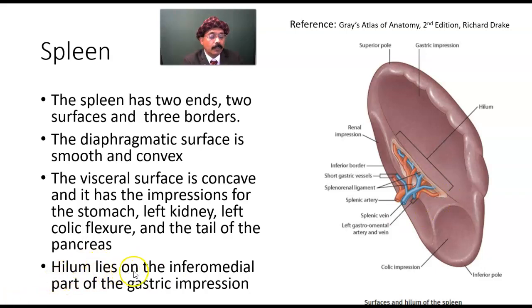So what is the hilum? The hilum lies in the inferomedial part of the gastric impression. The hilum is the space through which blood vessels get in and get out, along with the sympathetic nerve fibers. So this is the impression formed by the tail of the pancreas.